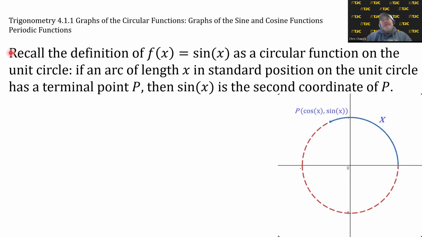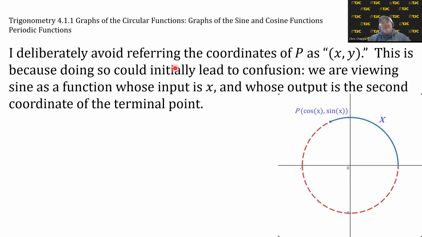Now, recall the definition of f of x equals sine of x as a circular function on the unit circle. If an arc of length x in standard position on the unit circle has a terminal point P, then sine of x is the second coordinate of P. Now, you may be wondering why I didn't put x and y here. Well, I deliberately avoid referring to the coordinates of P as x comma y. This is because doing so could initially lead to confusion, because we'd be using the x in 2 capacities.